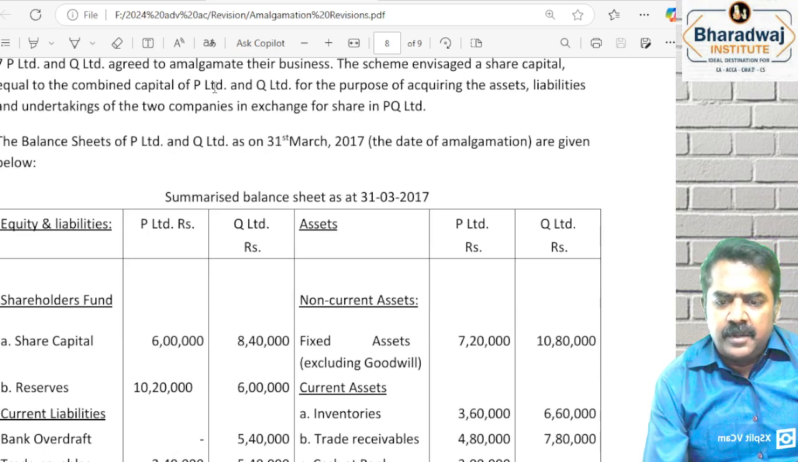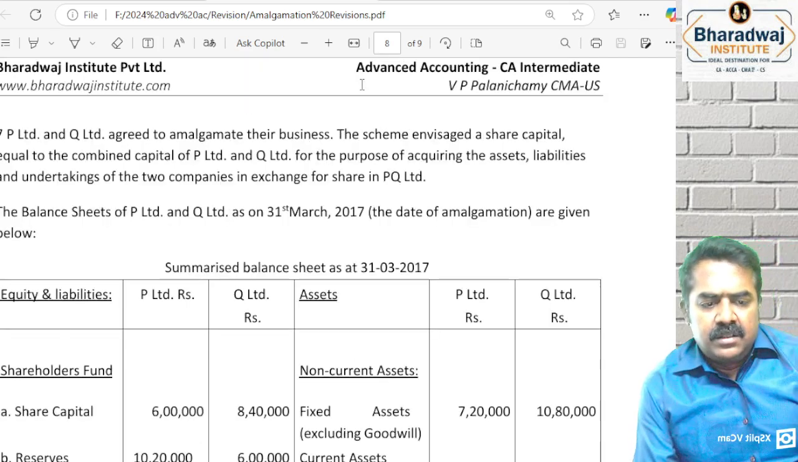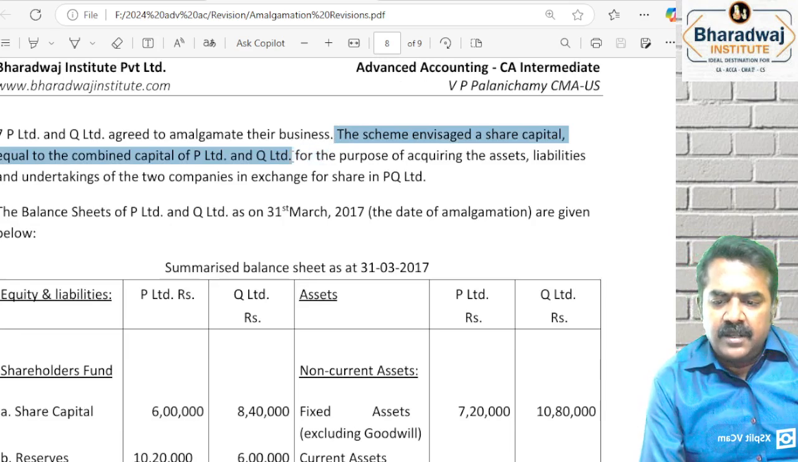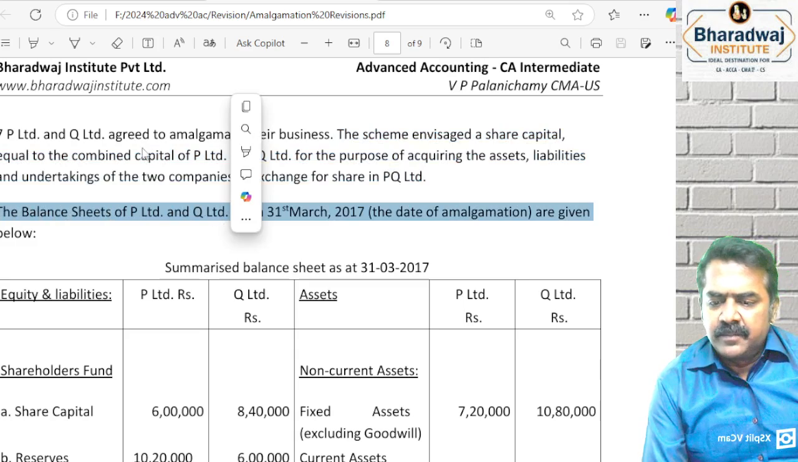P Limited and Q Limited agree to amalgamate their business. The scheme is given: the combined capital of PQ Limited. Assets and liabilities are going to be exchanged for PQ Limited. The balance sheet is given to us.